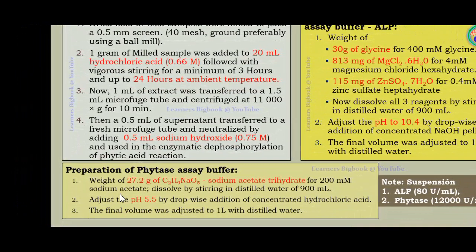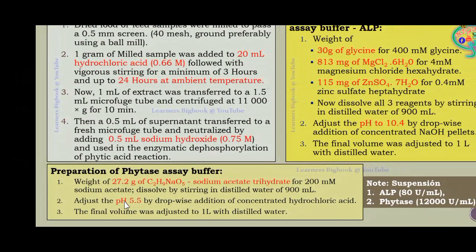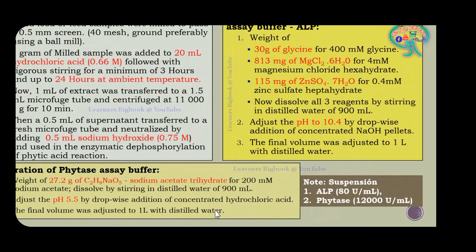Now further, 27.2 grams of sodium acetate trihydrate, which is 200 millimolar concentration, will be dissolved in 900 ml, and the pH will be adjusted to 5.5 with concentrated hydrochloric acid. Now the final volume, again, has to be 1 liter with distilled water.